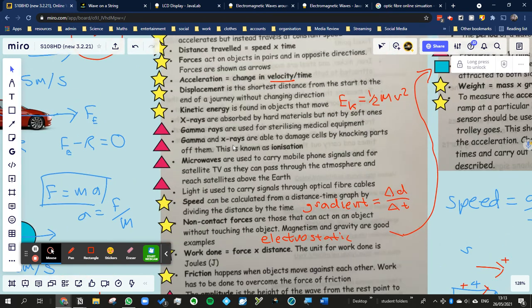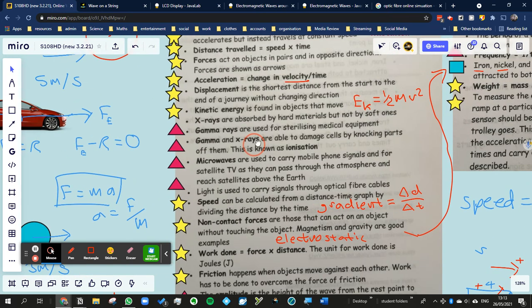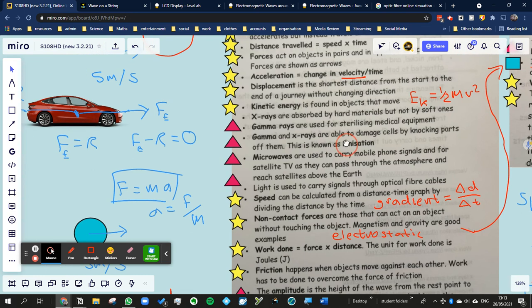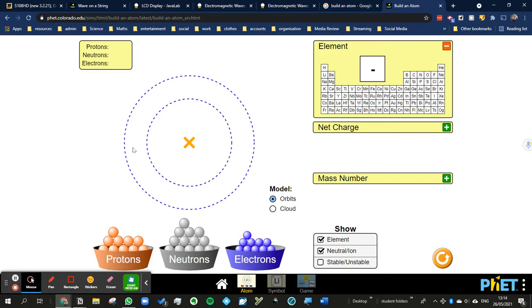Gamma rays are used for, so we said that one already. Well, that's right, I was going to have a look at ionization. That one's actually not in waves, so I'm just going to pause it and get that one as well. Okay, so let's head over to this simulation. You can find this simulation in the link above, but you can also find it in my database within atomic structure.